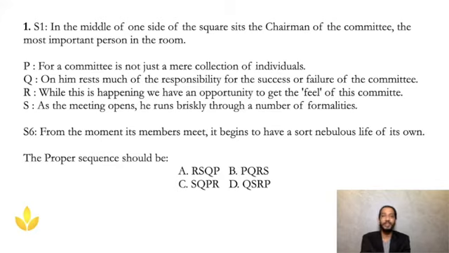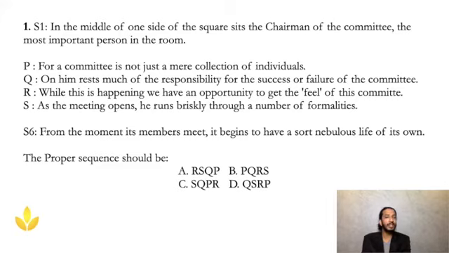So let's look at the first sentence. That is, in the middle of one side of the square sits the chairman of the committee, the most important person in the room. So it is relative towards a group of people sitting inside a room where it is directed towards one section where the chairman is sitting. And the sentence also tells he is the most important person. Now, what does an important person do? Now, let us look at the options here.